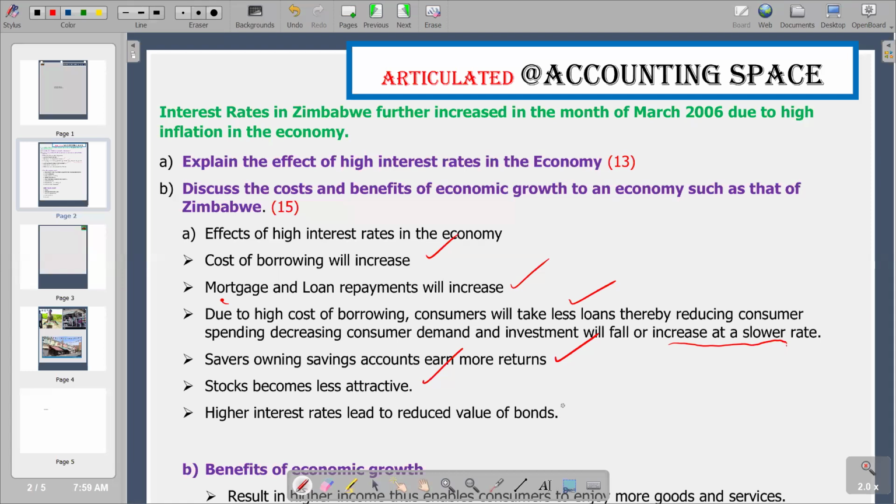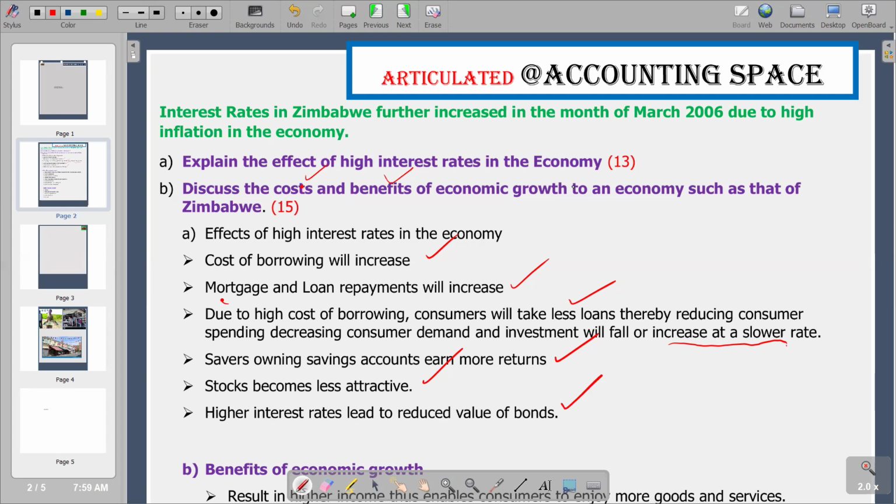This is what we have on the last part of our effects of high interest rates in the economy. So obviously we have the second part, which is saying discuss the costs and benefits of economic growth to an economy. We want the costs and also the benefits of economic growth. So we have defined economic growth as the increase in the total monetary value of goods and services that are being produced in the country, or we have explained it as the increase in GDP from one year to the other. So basically, this is what we have.